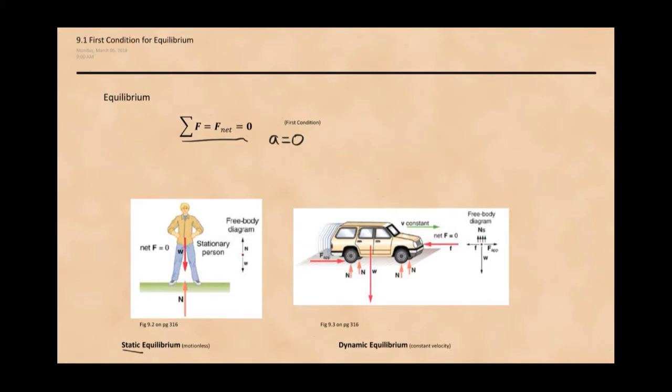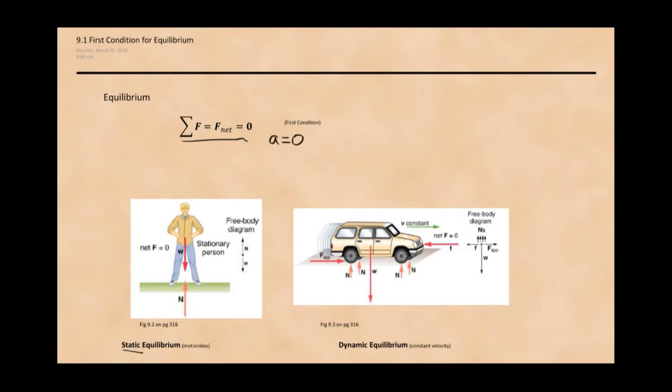Sum of the forces equals zero. Acceleration is zero. So gravity pulls down on him, and the ground that he's standing on pushes up on him with a normal force. Those forces then will be equal and opposite.